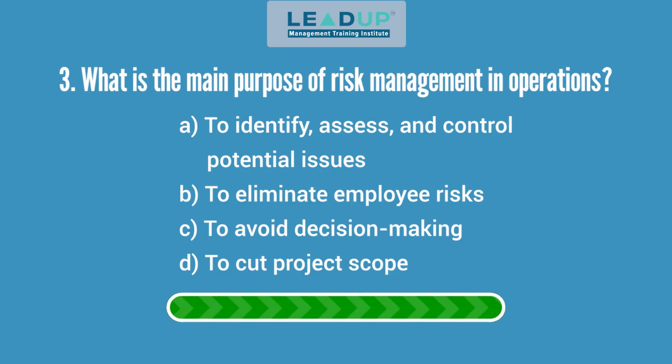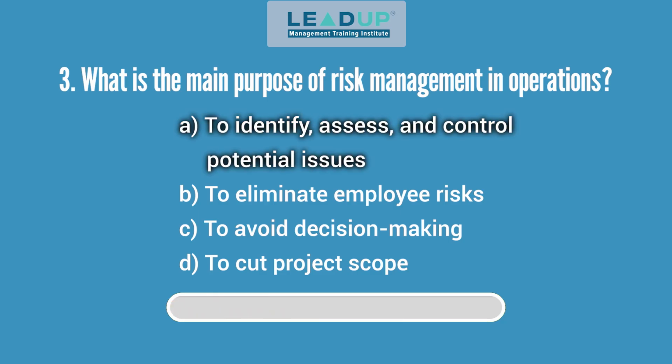Question 3. What is the main purpose of risk management in operations? A. To identify, assess, and control potential issues. B. To eliminate employee risks. C. To avoid decision-making. And D. To cut project scope. Answer: to identify, assess, and control potential issues.